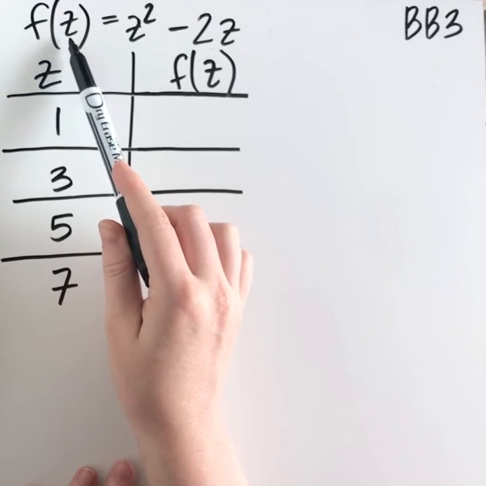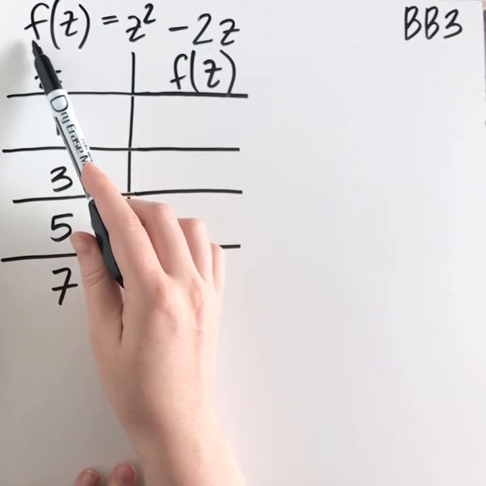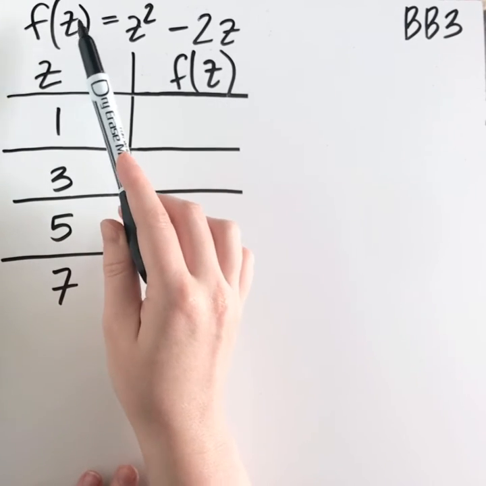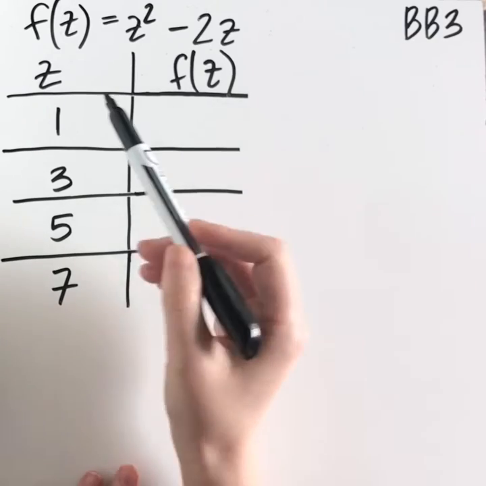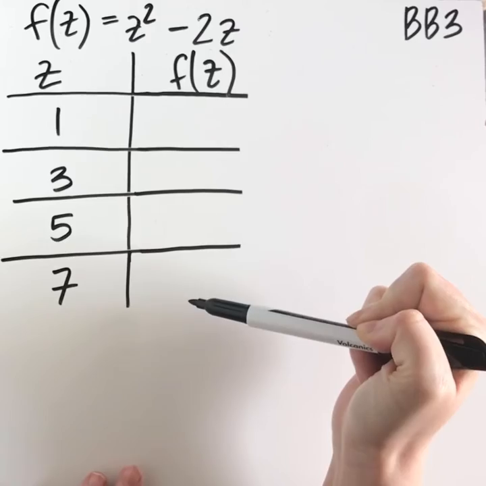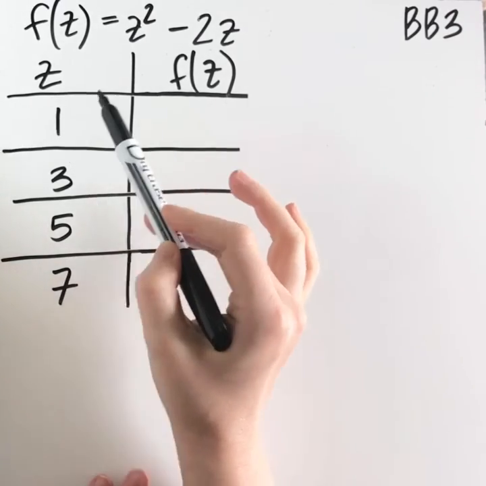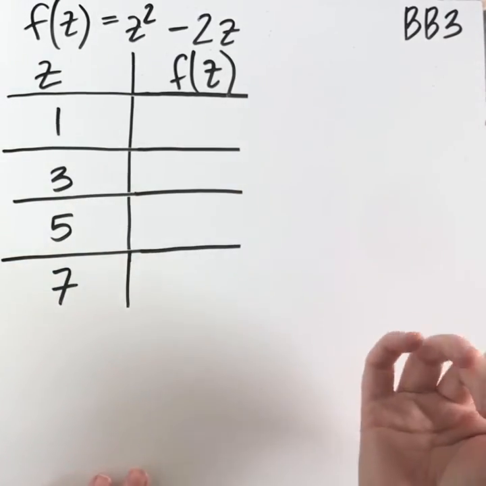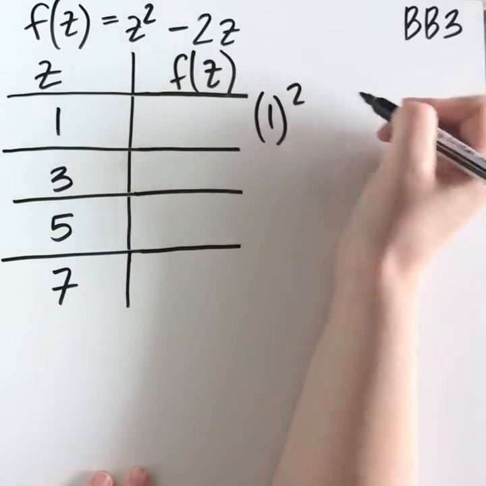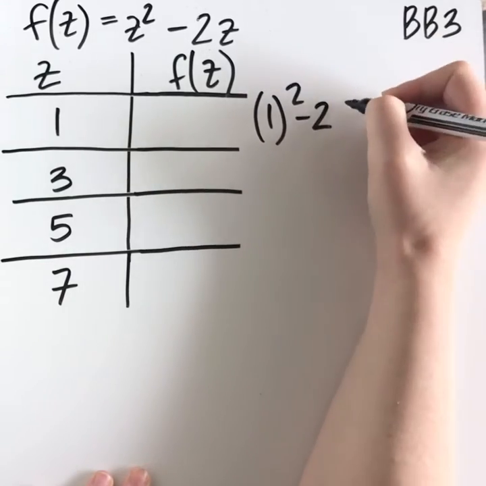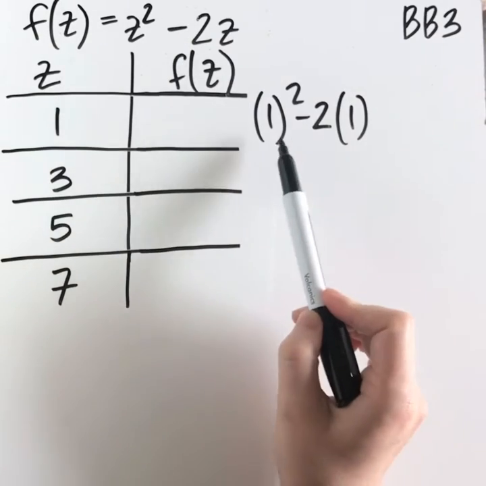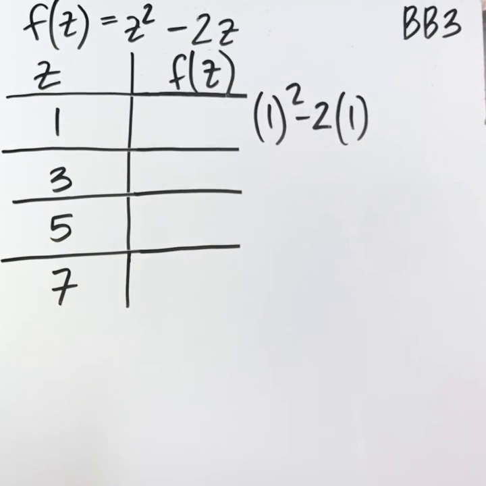f of z just tells us the function when the input is z, or the output when the input is z. So let's put the input in of each of these to get each of their outputs. To do this, we're just going to sub 1 in for each place that we see a z, and we're going to do this using parentheses. So we've got 1 squared minus 2 times 1. Notice everywhere there was a z, I've now replaced it with a 1 inside parentheses.